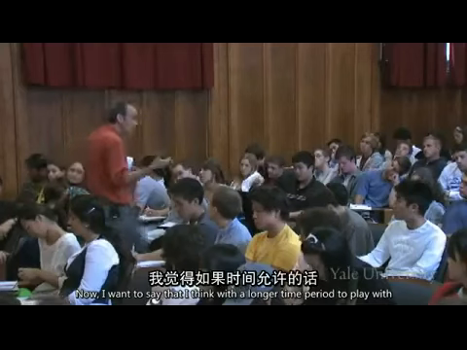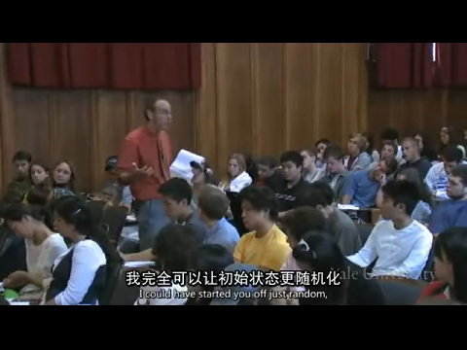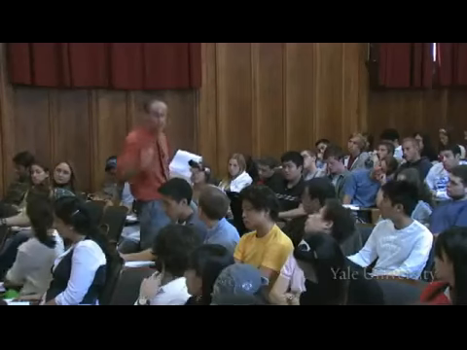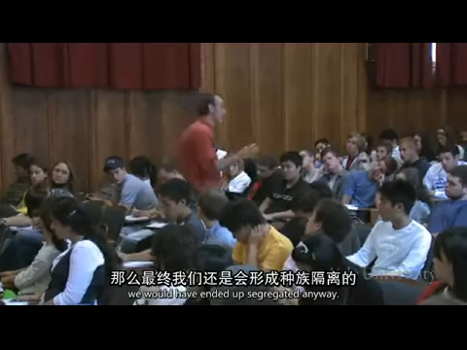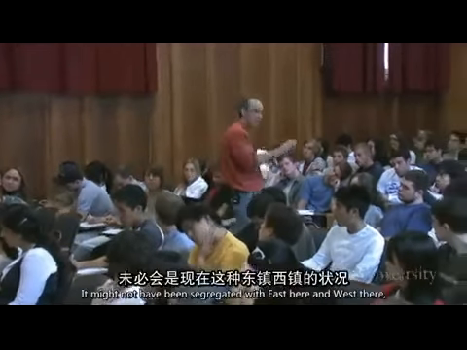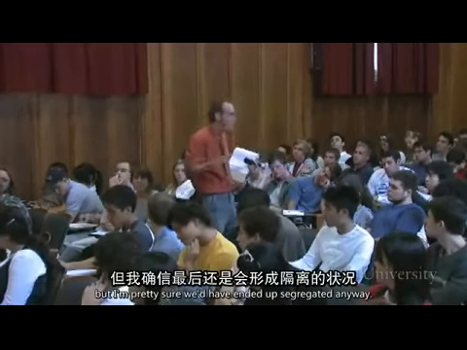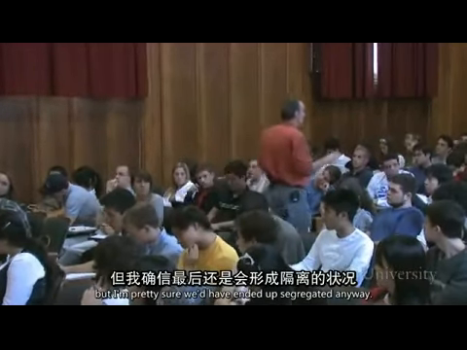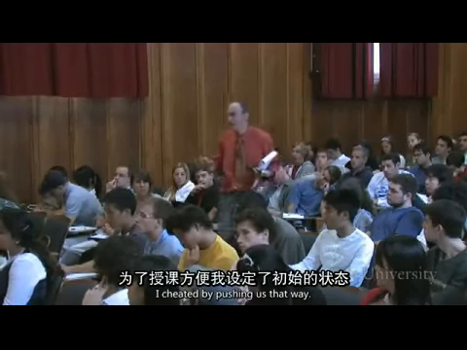Now, I think with a longer time period to play with, I could have started you off just random, just choose whatever. And if we played enough times, my guess is we'd have ended up segregated anyway. It might not have been segregated with East here and West there. It might have been the other way around. But I'm pretty sure we'd have ended up segregated anyway. I can't prove that because I wouldn't have enough time to do it. I cheated by pushing us that way.